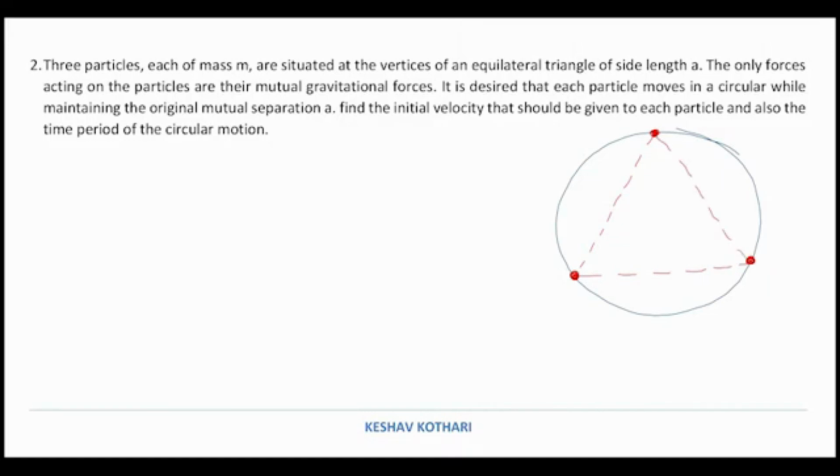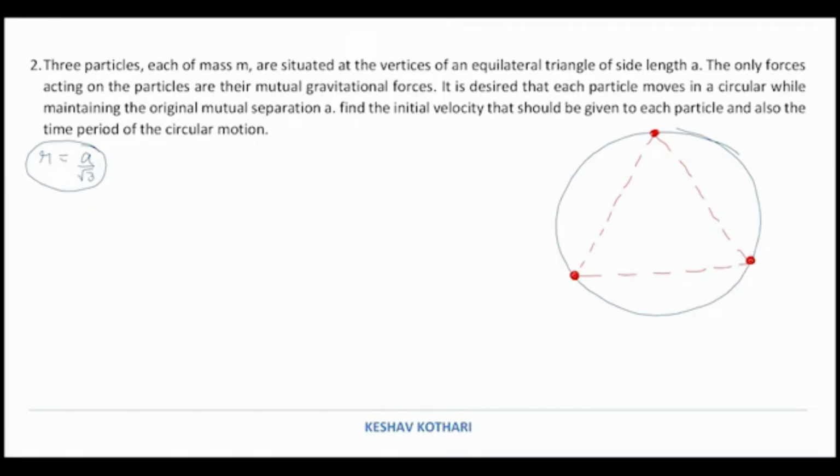So each particle has a mass m and is on a vertex of an equilateral triangle of side length a. Now using the side length, the first thing that we need to find is the radius of the circle. So I can directly write that the radius is going to be a by root 3. I hope you know this basic thing. So the radius can be written in terms of the side length of the equilateral triangle. That radius is going to be a by root 3.